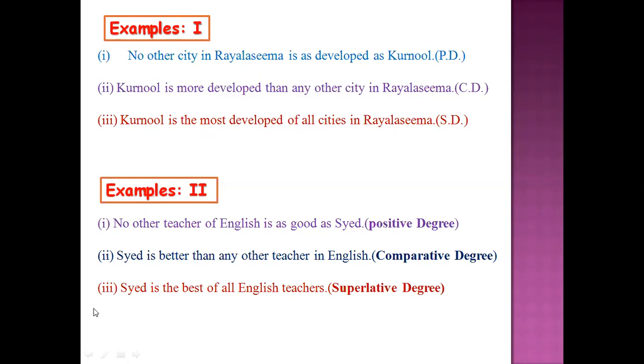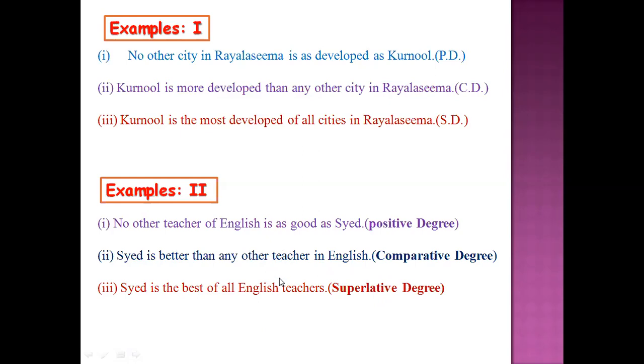I would also like to share a second example. No other teacher of English is as good as Syed. This sentence is in positive degree. Syed is better than any other teacher of English. This is in comparative degree. Syed is the best of all English teachers. It is in superlative degree.